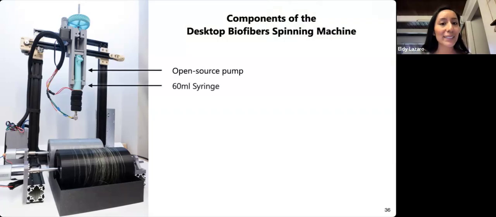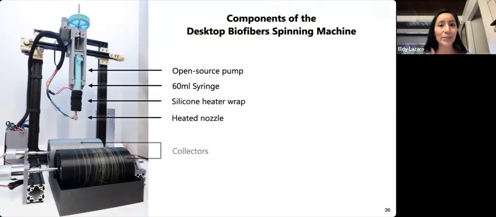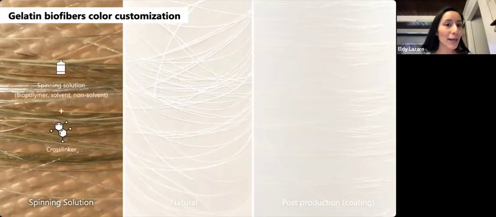Some of the components of this desktop biofiber spinning machine, getting into digital fabrication, is that we repurposed an Ender 3 and parts of it, and the other parts are really following what's needed for making fibers and collecting fibers. On the customization side, if you're curious, we can customize the fibers in different phases. If we are collaborating, for instance, with material scientists or chemistry people, we can customize at the spinning solution level, basically at the polymeric level when we are creating the solution.